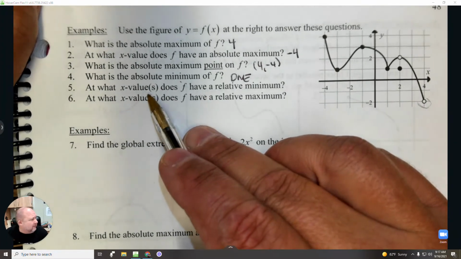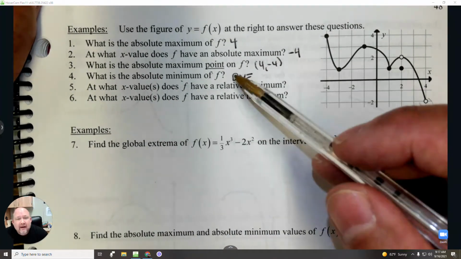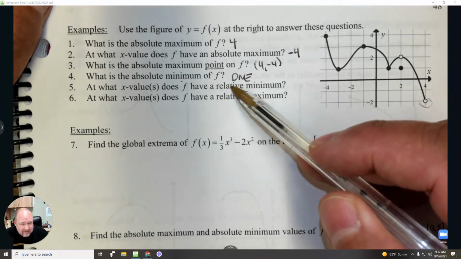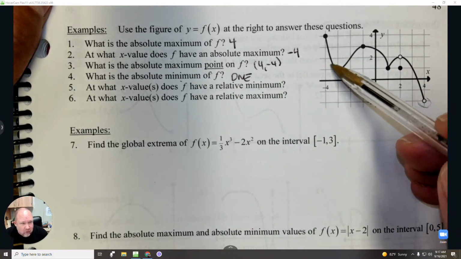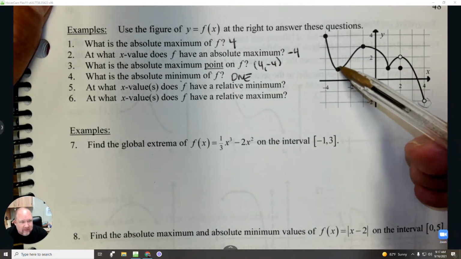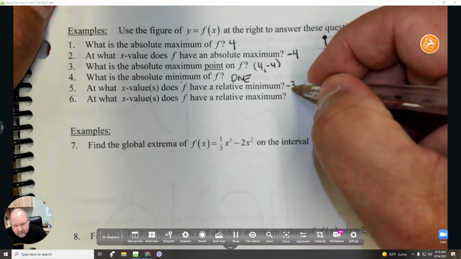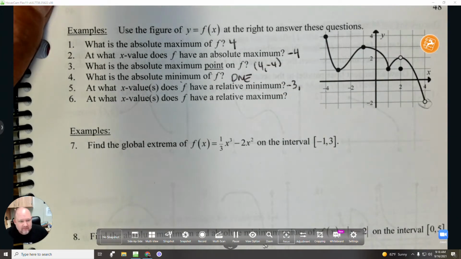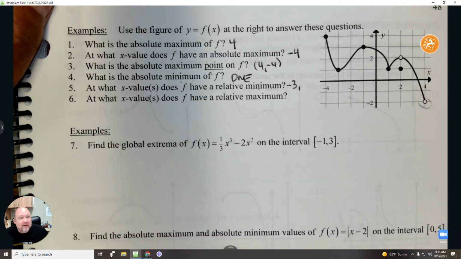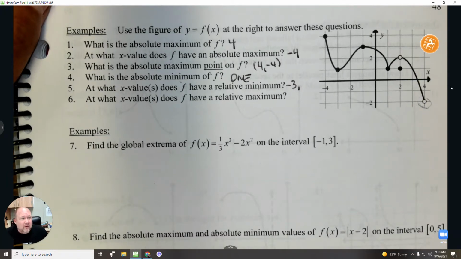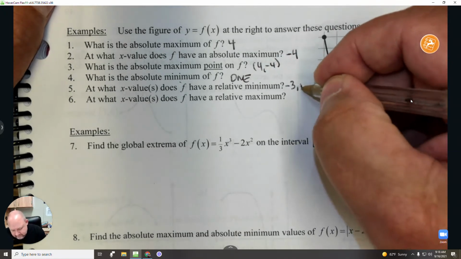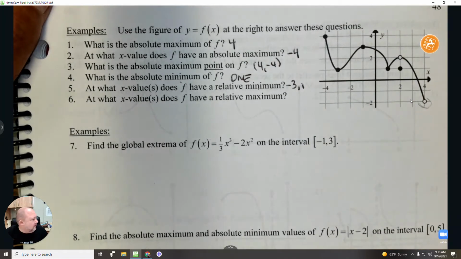At what x values does the function have a relative minimum? So where's there a low, right? So the x value there is -3. Where else do we have one? Right here, a low. That's at +1. Anywhere else? A low. Oh, right here.